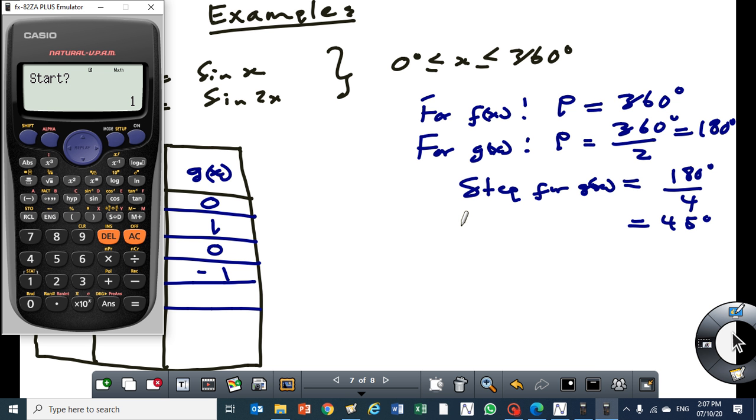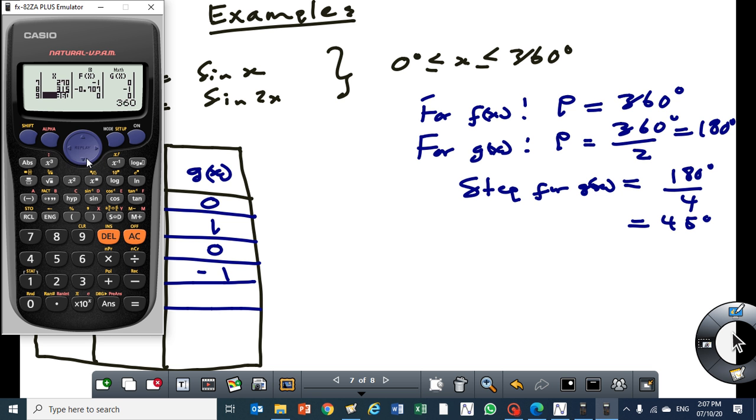Okay. So where are we starting? We're starting from x equal to 0. Okay? You are ending at 360 for now. Your step, use 45. Okay? When you do that, it gives you that.